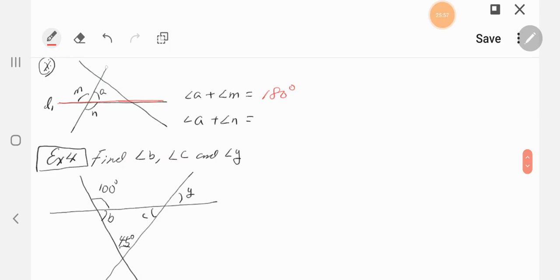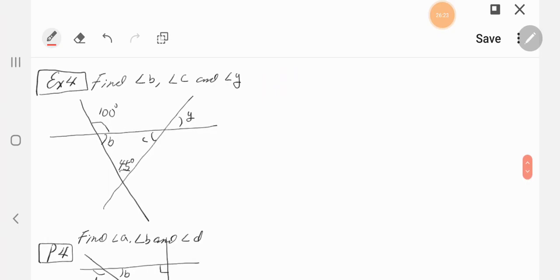Okay, how about this one? Angle A and N are on this straight line, so the sum of angle A and N is what? 180. Same, right? Or M and N. M and N are the same, right? Vertical angles. So, this makes sense.